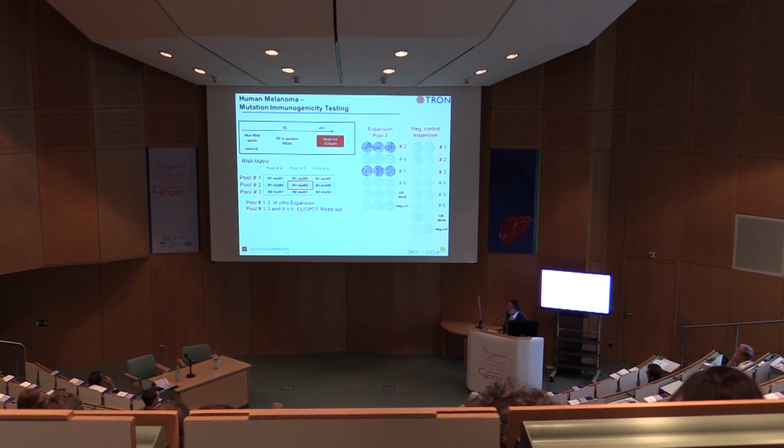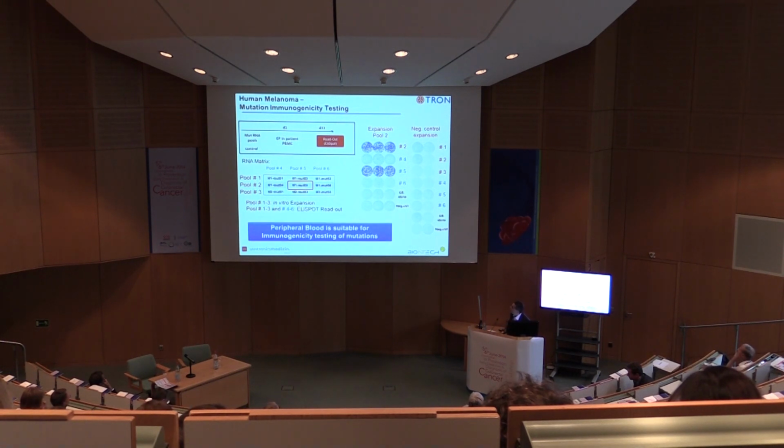So next, we looked for whether patients, and this is the case for melanoma mutations, have a pre-existing immune response in the peripheral blood against these mutations. We were able to confirm in about 50% of the patients that against the predicted mutations, we have an existing immune response in the peripheral blood. So the peripheral blood is suitable for immunogenicity testing of mutations.